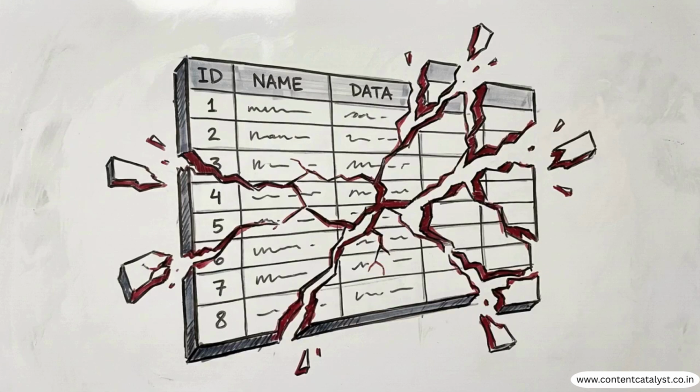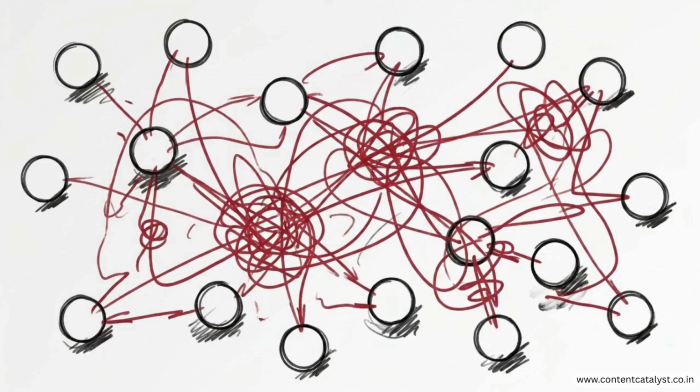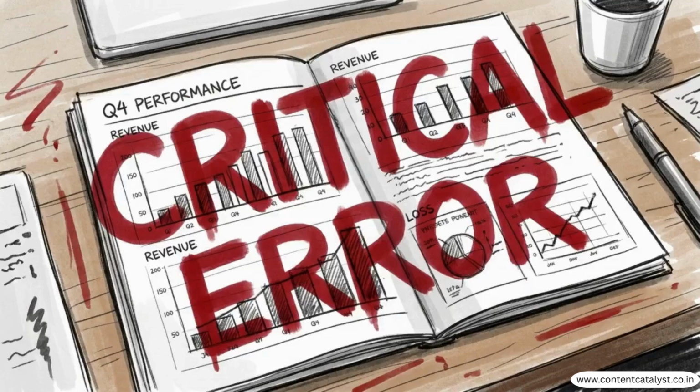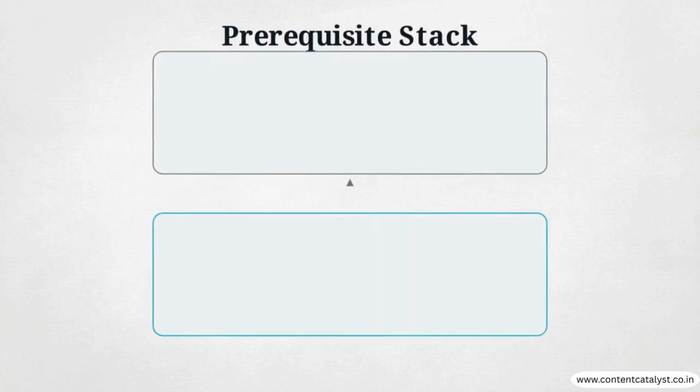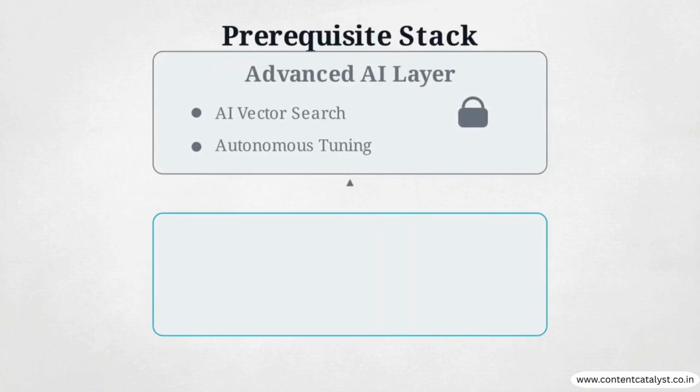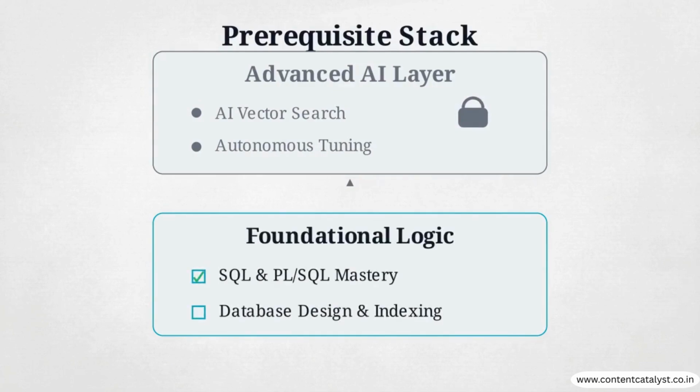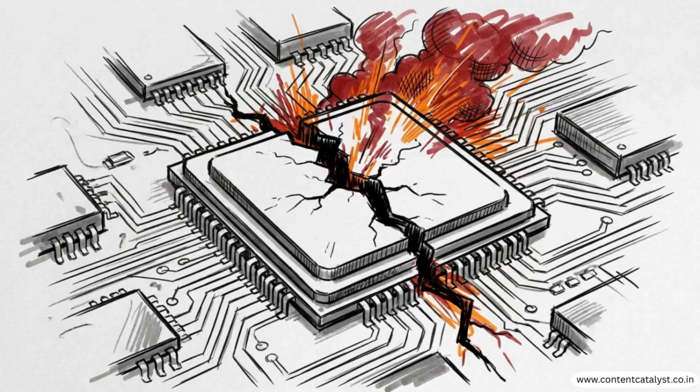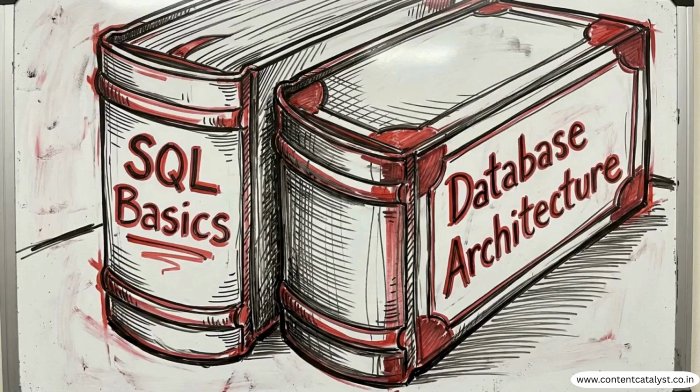Without strict schemas or primary keys, an AI SQL generator will often hallucinate relationships between unrelated tables, creating reports that look valid but contain massive data integrity errors. This checklist shows the prerequisite stack. You cannot safely implement advanced tools like AI vector search or autonomous tuning until you have manually mastered the foundational logic of SQL and database design. If you try to deploy AI tools without that foundational layer, your systems will break. That makes rigorous traditional database training more urgent for a developer's career today than it ever was in the past.